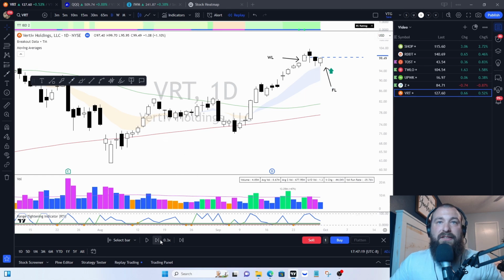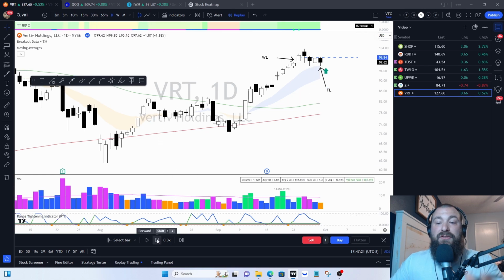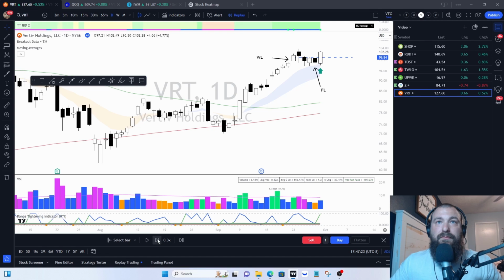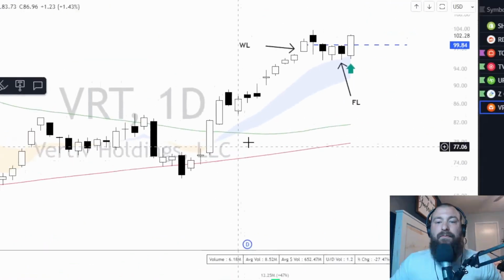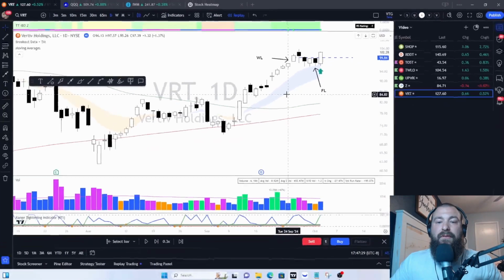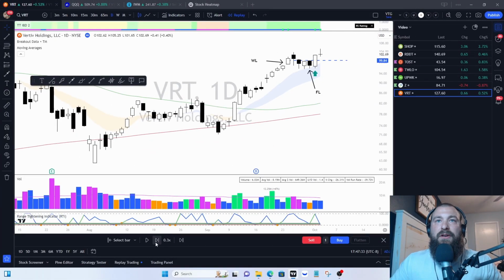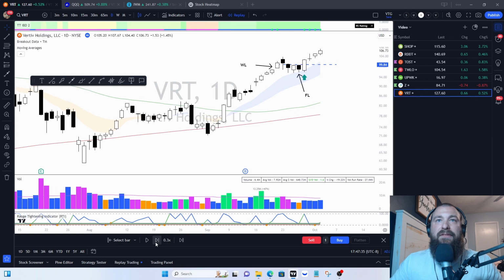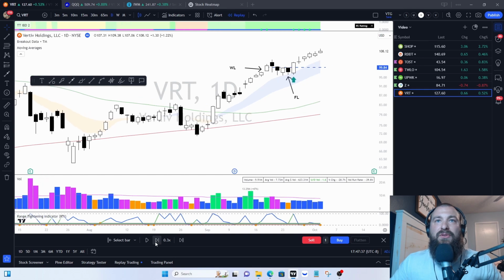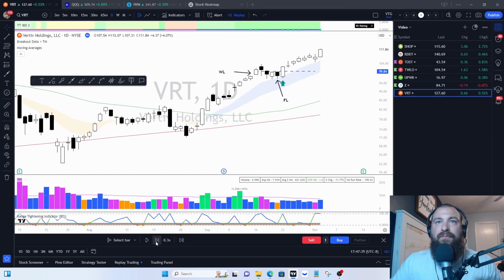Okay, so let's see what happens the next day. Nothing happens. You leave the alert where it is. Boom, breakout. Okay, follows through. You sell some, you move your stop loss to break even, and then you sell into the strength as it makes that move.